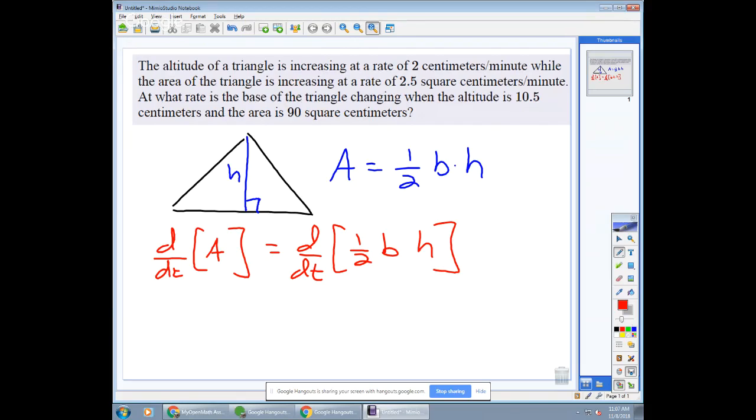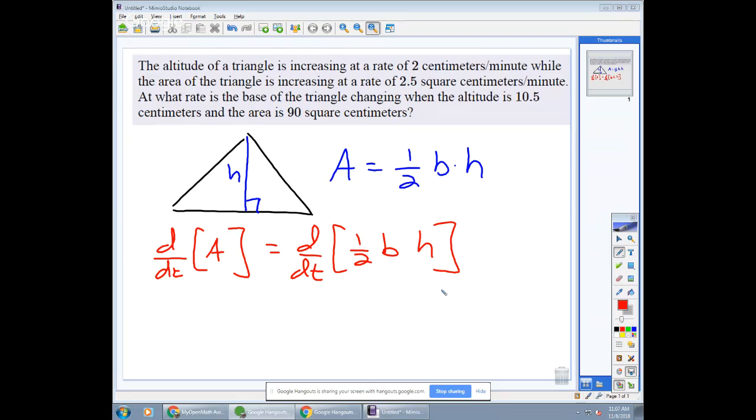Take that derivative. You got to use the product rule. Messed that up, didn't I? All right, back to work here.